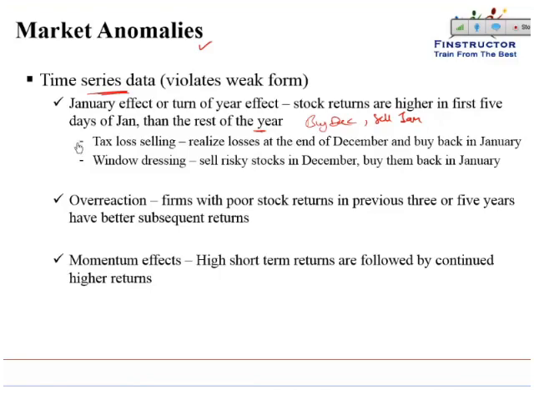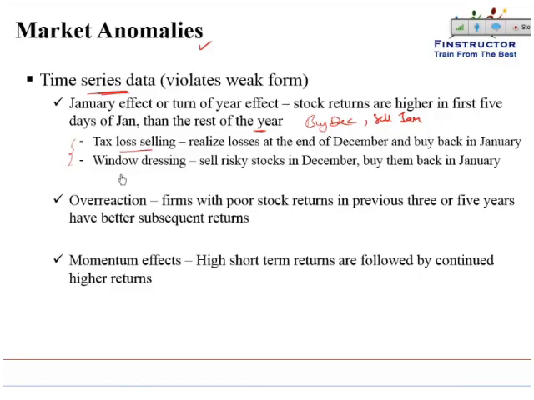There are various reasons ascribed as to why this happens. One reason is tax loss selling. A lot of investors sell their investments at the end of December to realize the losses and get a tax benefit. So they sell in December and buy back in January. Hence, the selling reduces stock prices in December. So if you buy in December and you sell in January, you will be able to benefit.